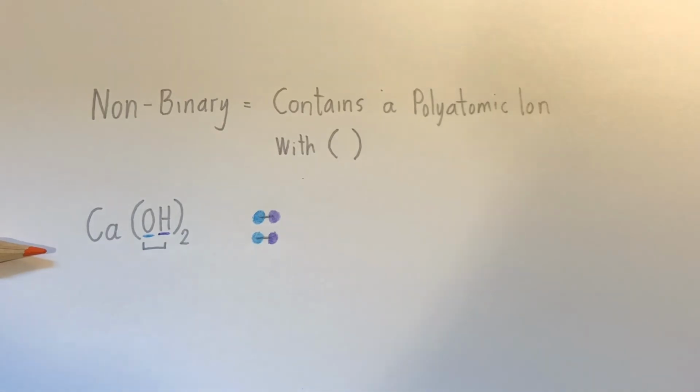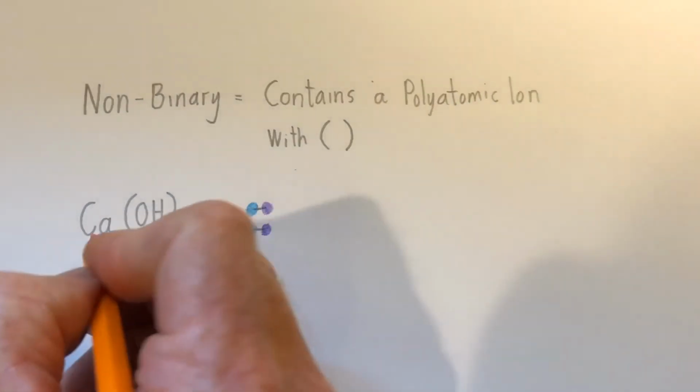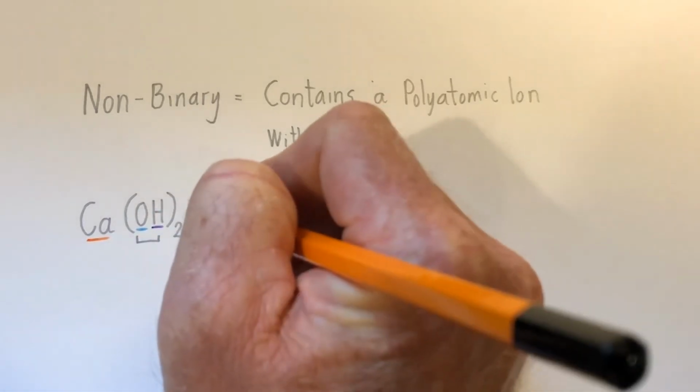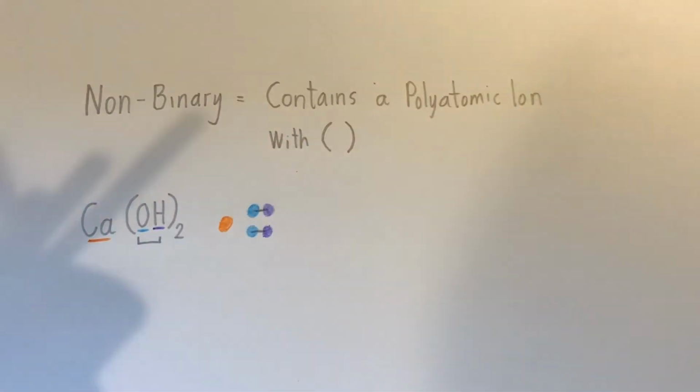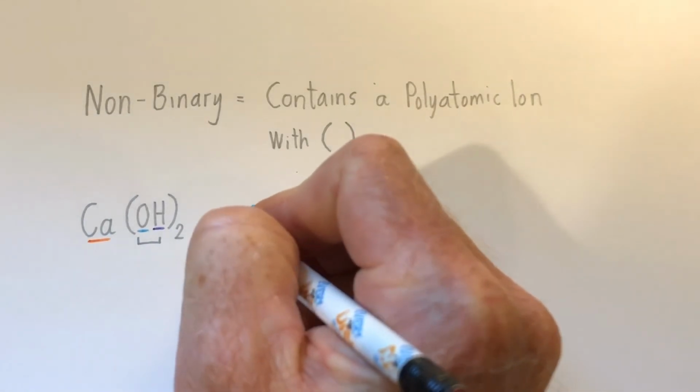So I've drawn 2 of the hydroxide ions. And again, the formula indicates that this is attached to a calcium ion. Calcium I'm going to represent with an orange color. So this orange calcium is then connected to those 2 hydroxide ions.